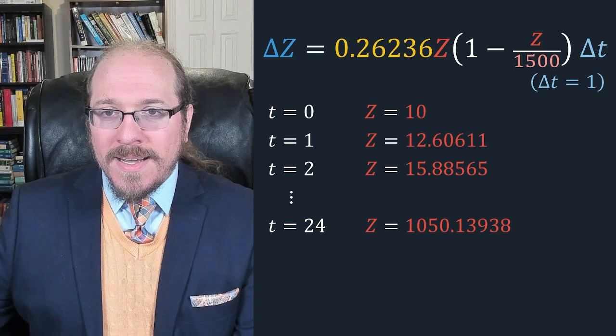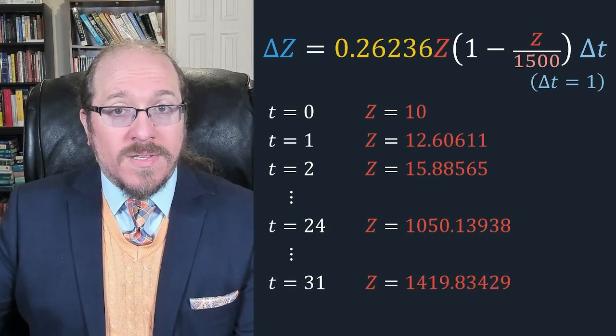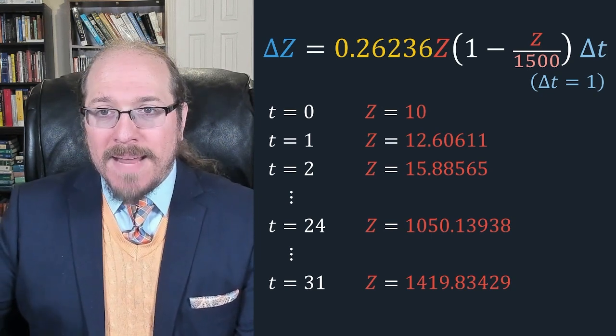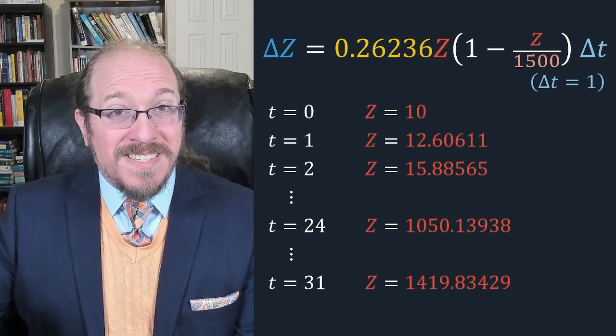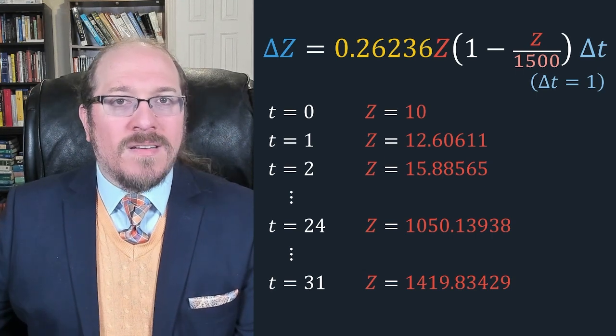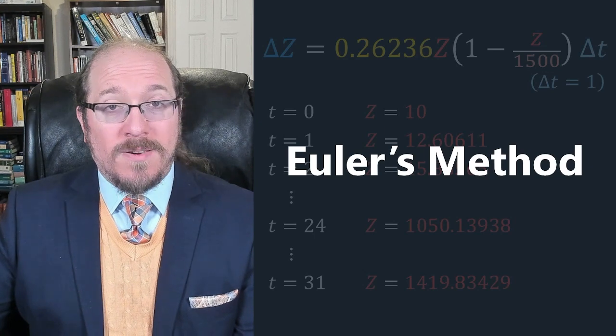But interestingly enough, now it takes another whole week before we pass 1,400 zombies, since things are starting to slow down by that point. That might just be what buys us enough time to figure out what to do about all these zombies. The method we used here is called Euler's method, named after Swiss mathematician Leonhard Euler.